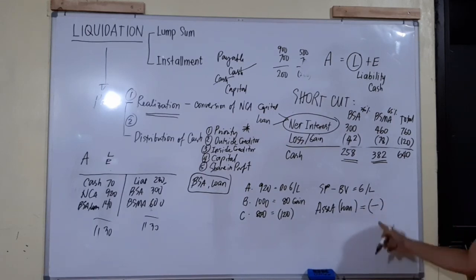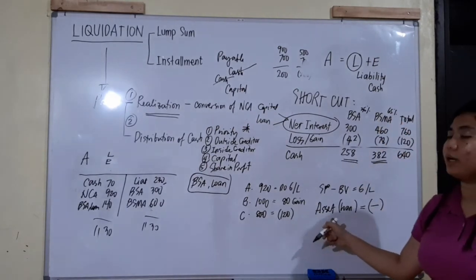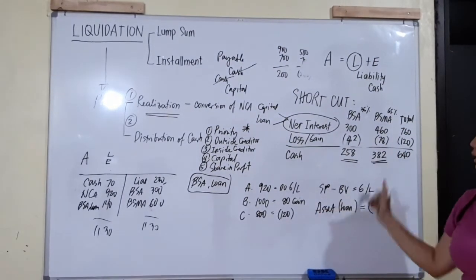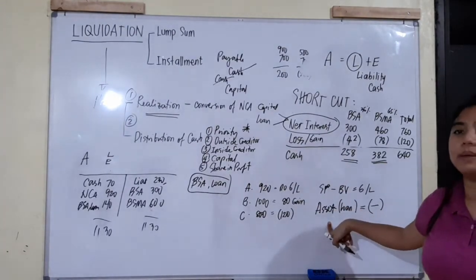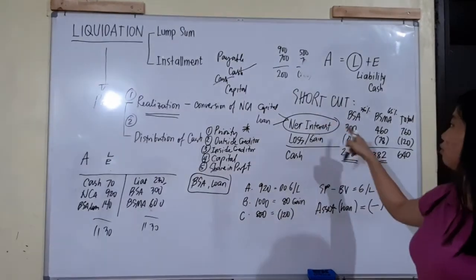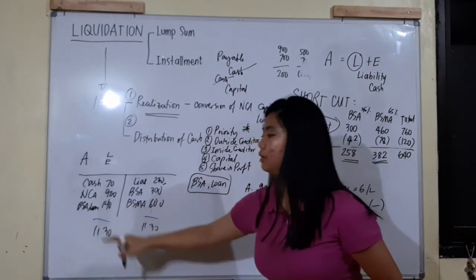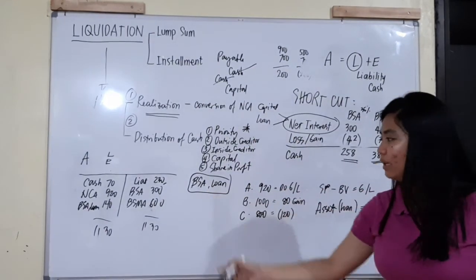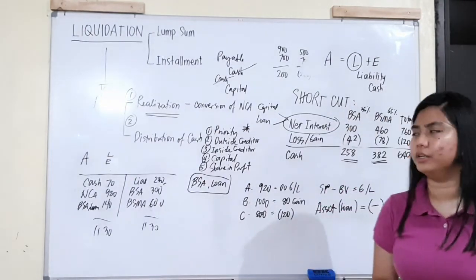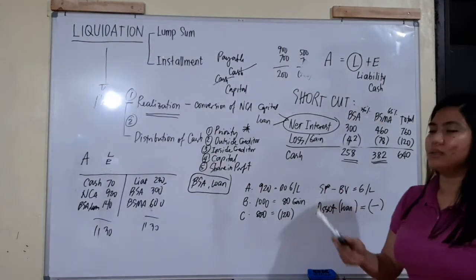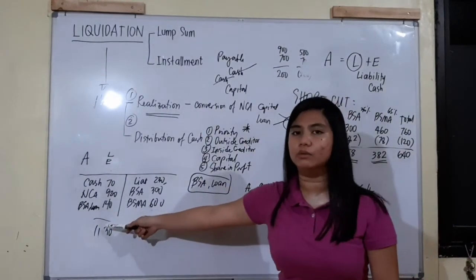Bakit i-deduct? Kasi utang iyan ni partner. Dahil nga receivable yan, asset yan, no? Ni partnership, ibig sabihin, para makuha mo yung interest mo, kung 300 man yan, no? Eh, meron naman palang receivable sa'yo si partnership ng 140. Ibig sabihin, ang pwede mo na lang talagang kunin sa partnership ay 160. So, may utang ka pala sa kanya. So, huwag mo kunin yung buong to. Bayad ka ng utang, okay?